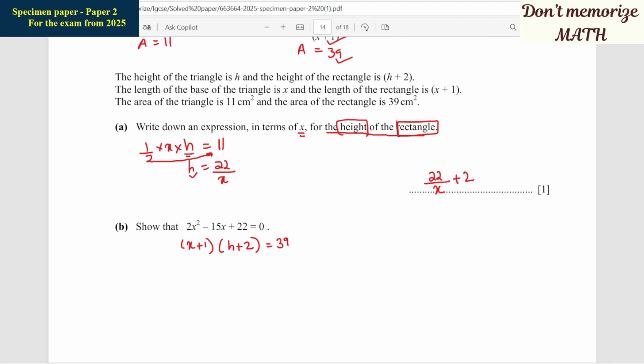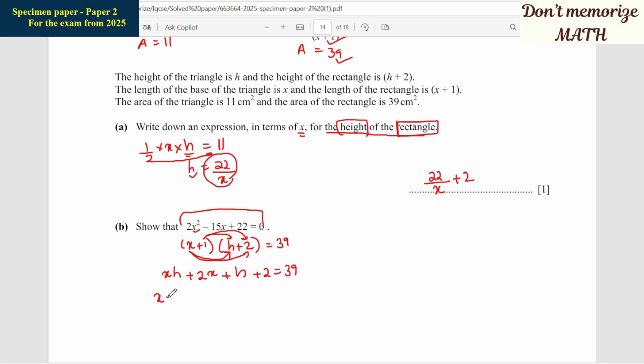Then we will expand the bracket. When you expand the bracket, we have to multiply each and every term from the first bracket to the second. So x times h is xh, x times 2 is plus 2x, 1 times h is plus h, 1 times 2 is 2, equal to 39. Now you can see here, we don't have h, we have only x. So what we have to do is replace this small letter h by 22 over x.